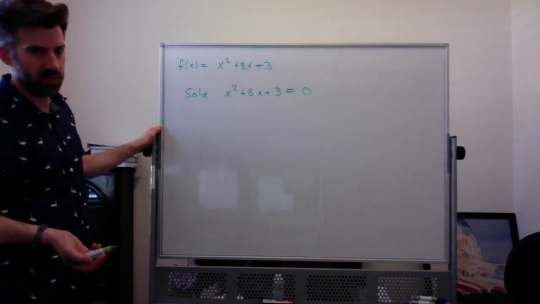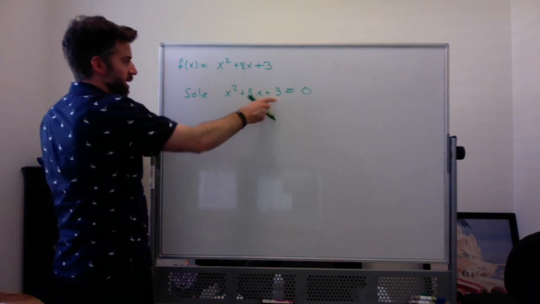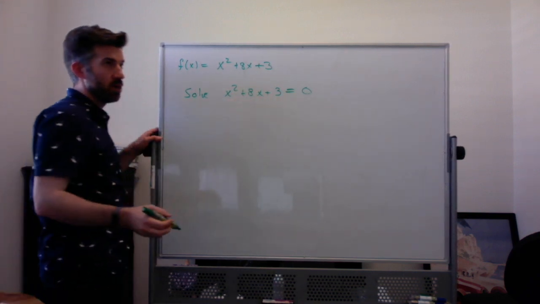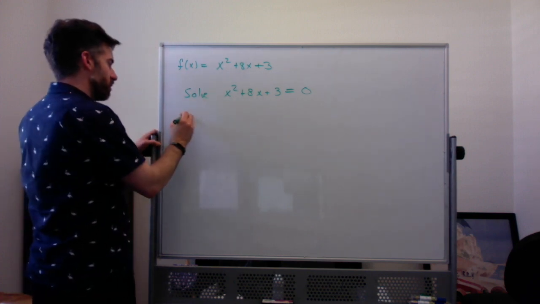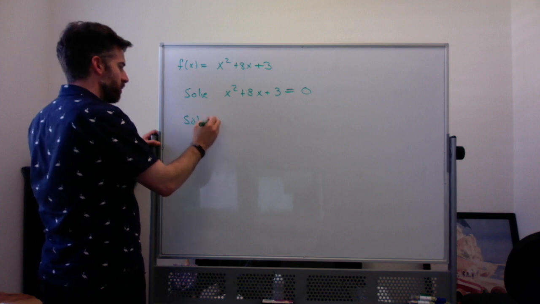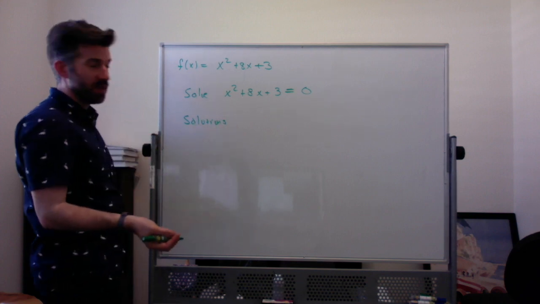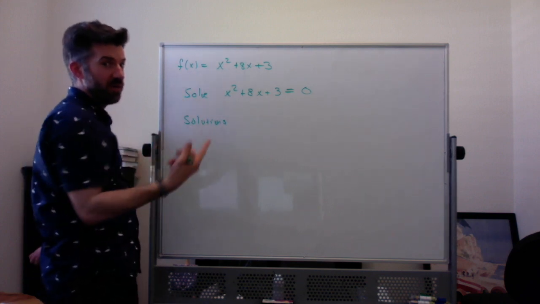this one doesn't factor because there's nothing that multiplies to 3 and adds up to 8. At least no nice integer numbers. We can use the quadratic formula. So when you use the quadratic formula, it's really important to remember, you're not just getting two numbers, you're getting the x values that solve this equation.